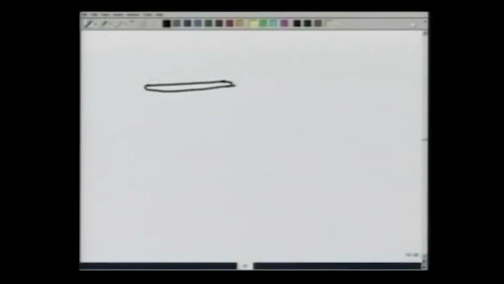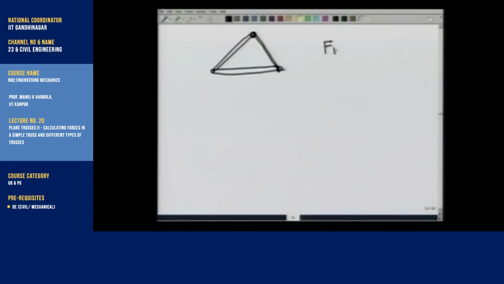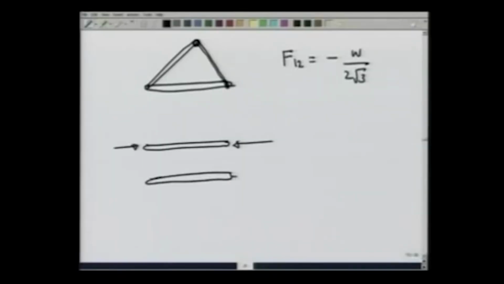One point I would like to make about F13 is that F13 came out to be negative. What that means is that the direction that we had assumed for F13, that is, we had assumed it to be like this, the compressive force, is actually not so, it is a tensile force, that is, the rod F13 is being pulled in this manner with force W over 2 root 3.